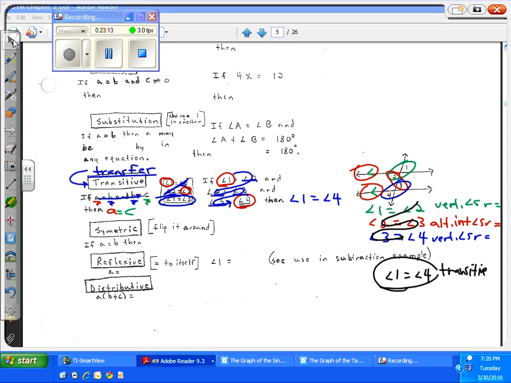I started writing substitution because really you can see that transitive is a lot of substituting. If 1 equals 2, we could put the 1 where the 2 is, and that would become an angle 1. If 1 equals 3, then we could put 1 where 3 is, and that would become an angle 1. So what transitive really is, is a bunch of substituting. The 1 went to the 2, to the 3, and finally was associated with the 4. Okay? Any questions on that?